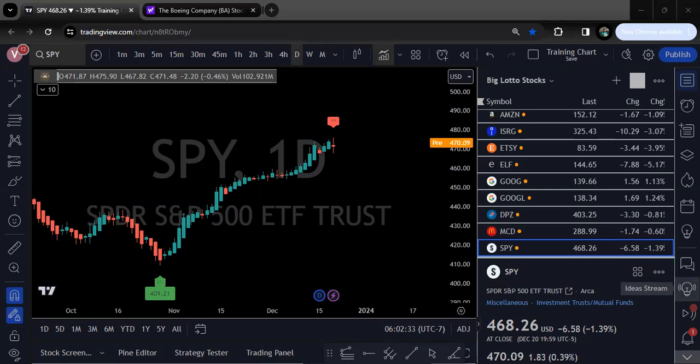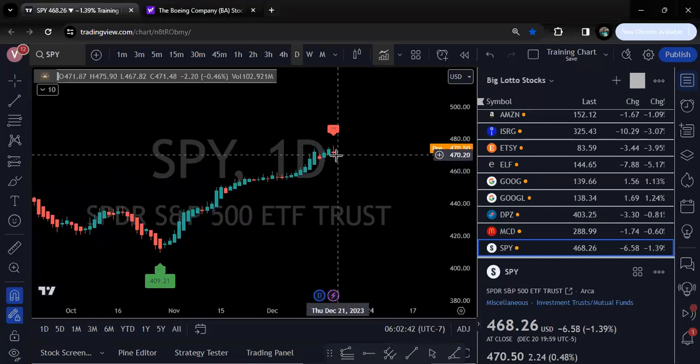Yesterday we had the pullback. For us to get double bottoms, of course, we have stocks to pull back to go back to the support. So we got that yesterday. Some stocks created their first lower low. So yesterday SPY had a doji.